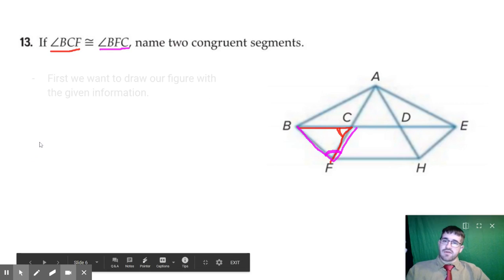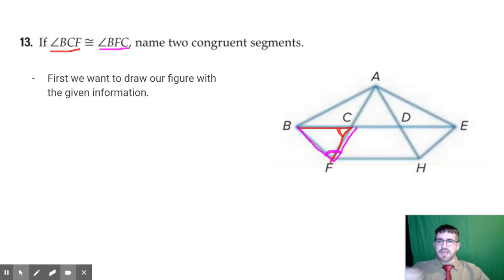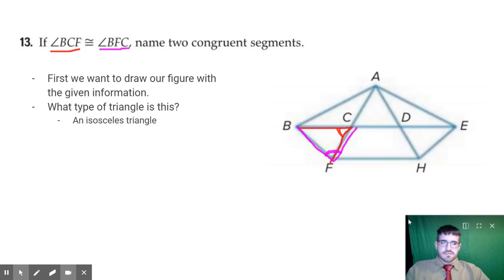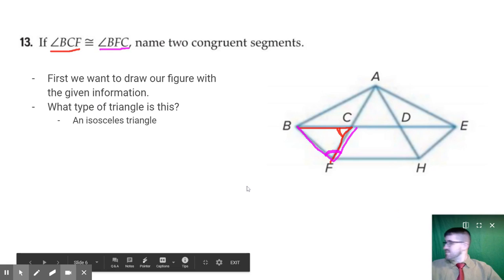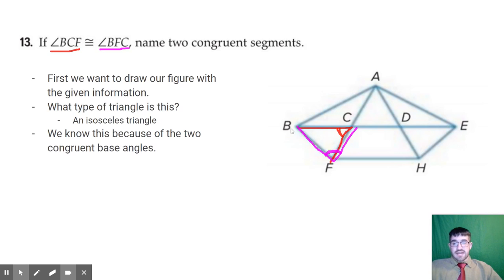Now you might notice a pattern in this. We're just saying it because we're trying to make sure that you get into a habit of drawing the picture or highlighting a picture. Because geometry is so much easier when you can see what you're talking about. Trying to do this abstractly is very difficult. And there's nothing wrong with drawing a picture because it helps you see and make sure, okay, this is what I'm talking about. We have two congruent base angles, so this is an isosceles triangle. I didn't make my screen any smaller so you can see the black behind me. And we know this because of the two congruent base angles, angle BFC and angle BCF.